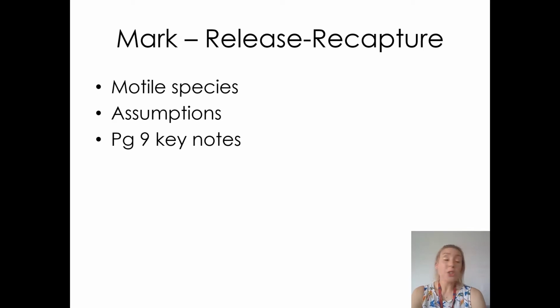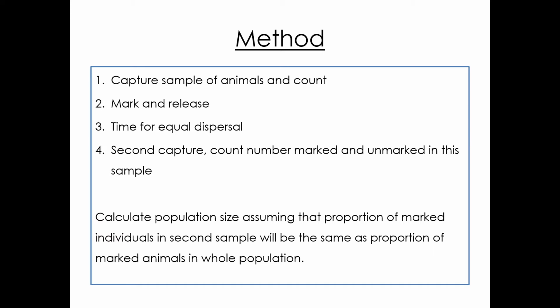So you need to turn to your keynotes, page 9, where you'll find this information, and I'm going to take you through. Okay, so our method to start. You're following this on page 9 in your keynotes. So the first thing we've got to do is capture a sample of animals and count them.